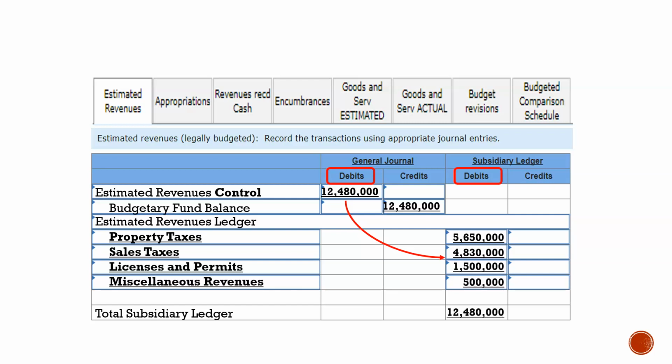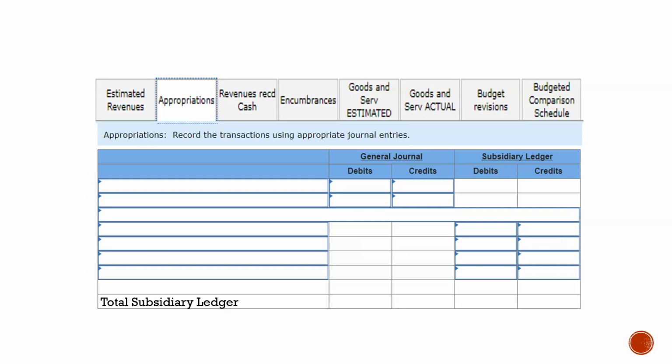Then we're going to go through and put each of those subledger accounts in here and see that the $12,480,000 matches our estimated revenue control account total. We will do that for each one of these different journal entries, right? So we'll do it for appropriations next, and we'll do the general journal and the subsidiary ledger for each one of these.